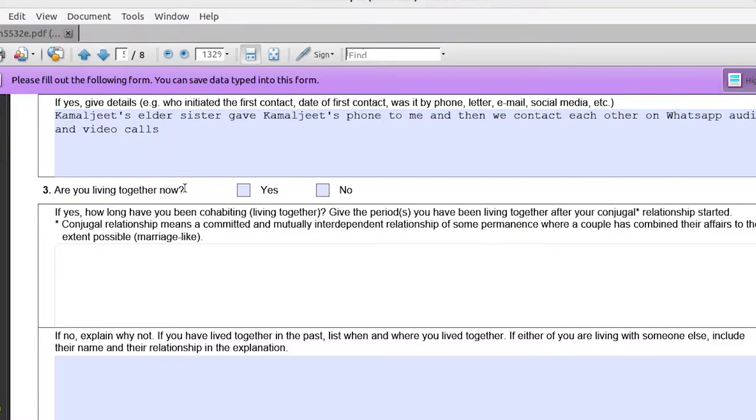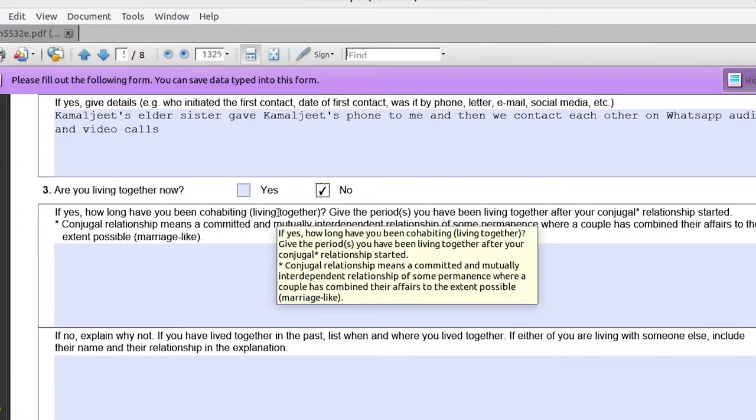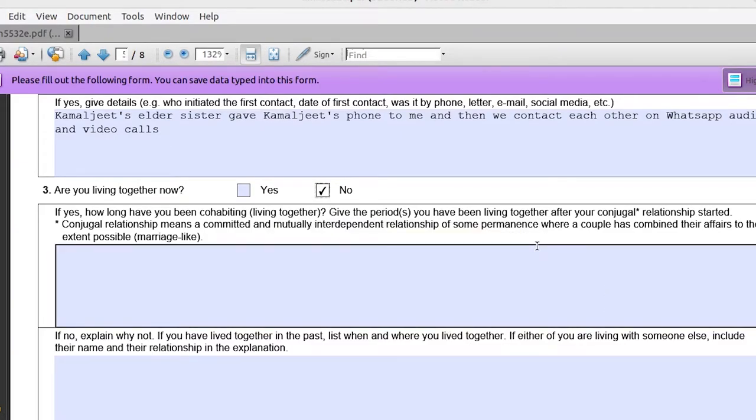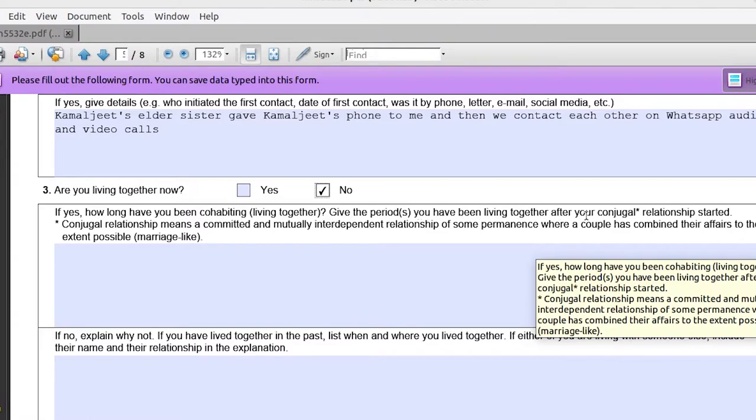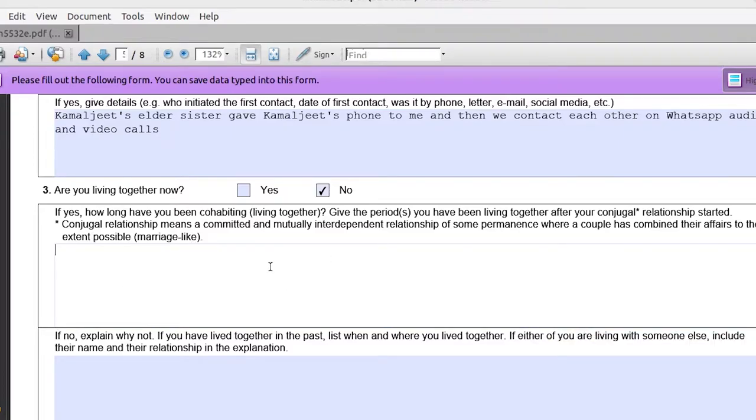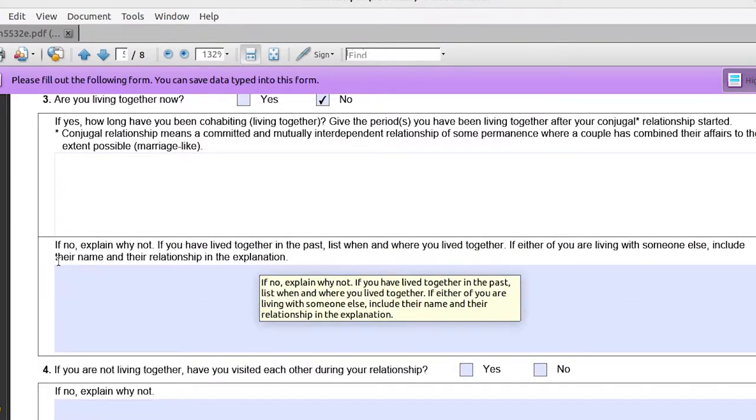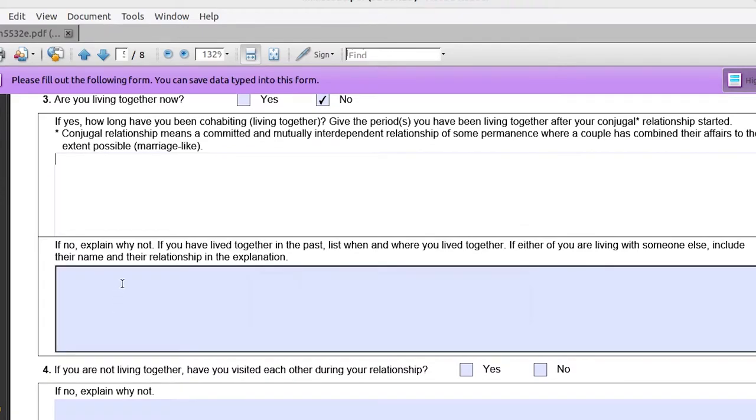Are you living together now? Yes or no? I will choose no, because we are not living together now. If yes, then how long have you been cohabiting, living together? Give the periods. Has the conjugal relationship started? Then you need to add the entire story here. If no, explain why not.